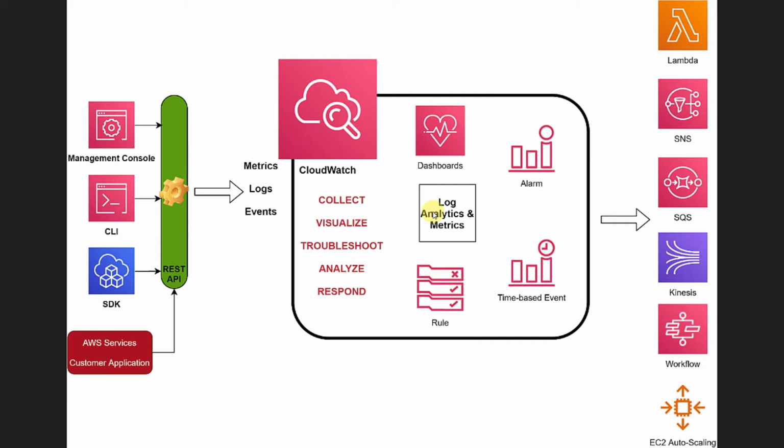You can analyze the logs and generate log metrics of your own. You can write rules to automate actions. You can generate alarms, and you can also generate scheduled events. And CloudWatch functionality can be summarized in these words: collect, visualize, troubleshoot, analyze, and respond. CloudWatch integrates with these various services when it initiates automated actions. So Lambda, SNS, SQS, Kinesis, workflow, and EC2 autoscaling. I'll get back to this diagram at the end of the video again, just to put everything into context.